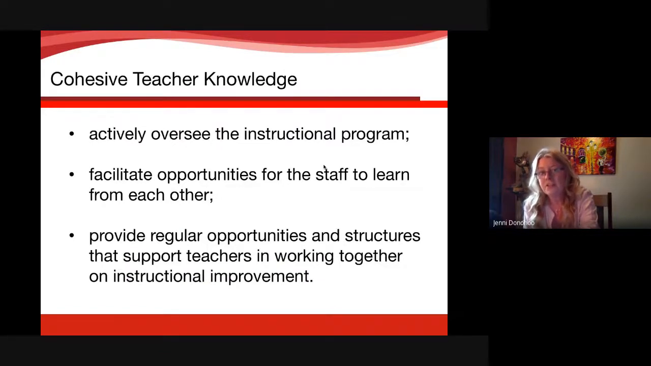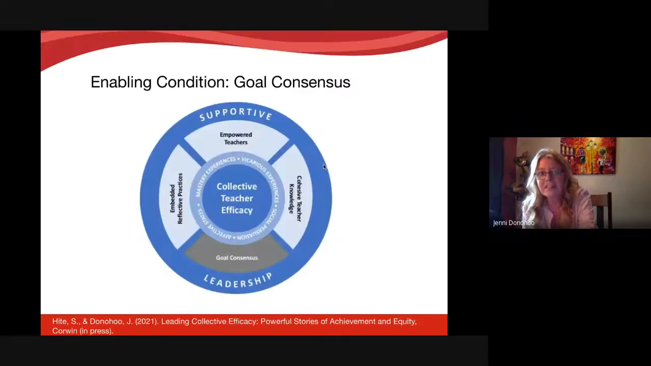If we think of the enabling condition of cohesive teacher knowledge, I think it's important to actively oversee the instructional program, facilitate opportunities for staff to learn from one another, and provide opportunities and supports for teachers working together. Of course, David mentioned protocols. Some are located in the book, and you can find a number of really rich protocols online for engaging teachers in professional learning, ensuring equal voice, and ensuring that people have opportunities to identify biases and assumptions.